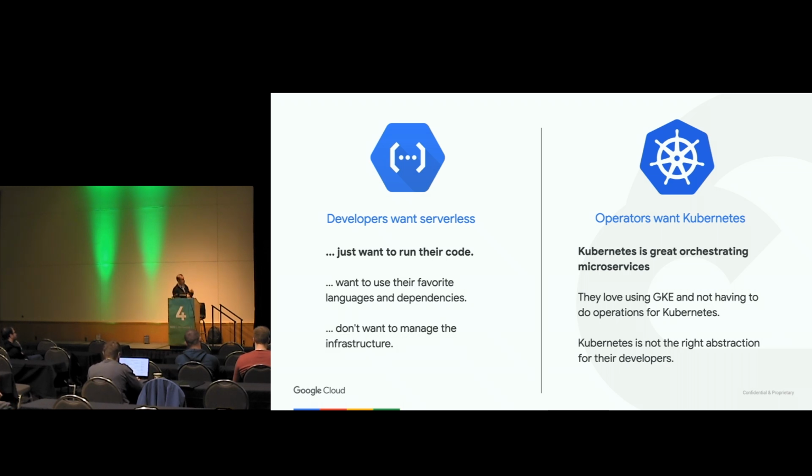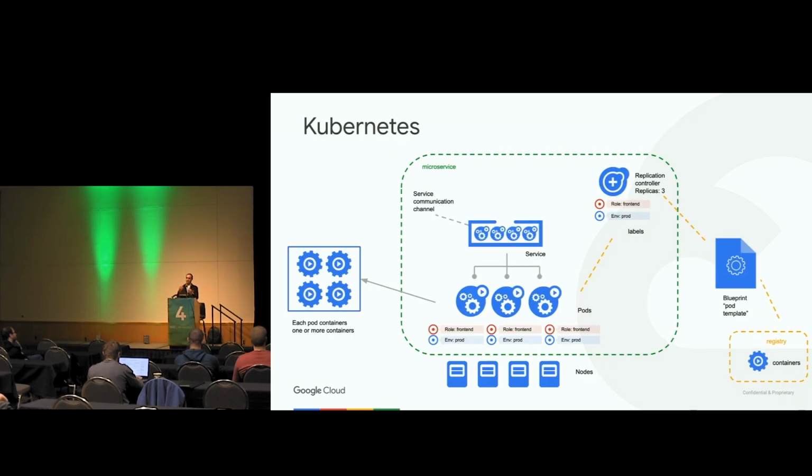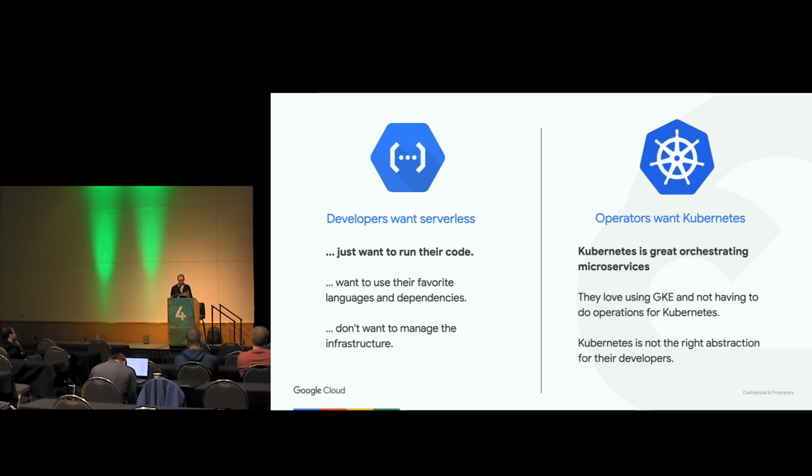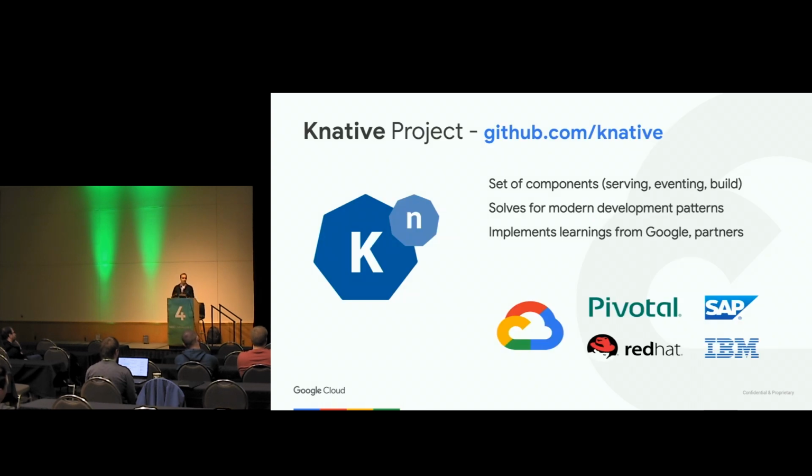But at the same time, operators love Kubernetes, because it gives operators all these building blocks like replication controllers and services and pods and all the APIs, basically high-level APIs to run containers at scale. So there's this kind of tension between application developers and operators. And Knative kind of tries to solve this.